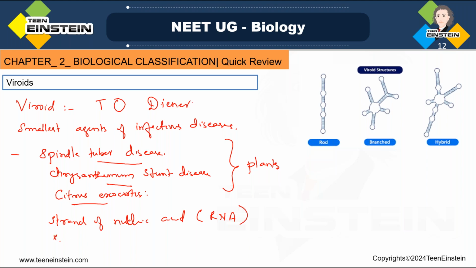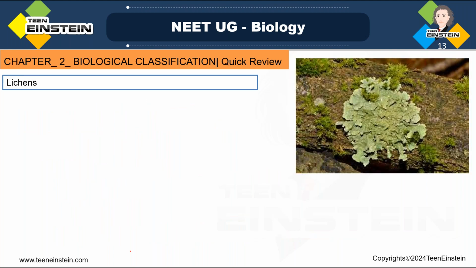And the naked pathogenic protein molecules are called prions. What is a prion? A naked pathogenic protein molecule. That is called a prion. Here this prion you should note down. That's a very important point in this chapter. Prions, viroids, all these things you need to learn. Next comes lichens.